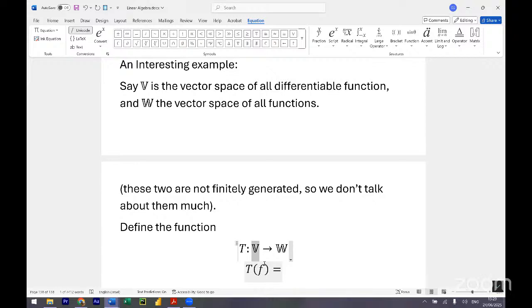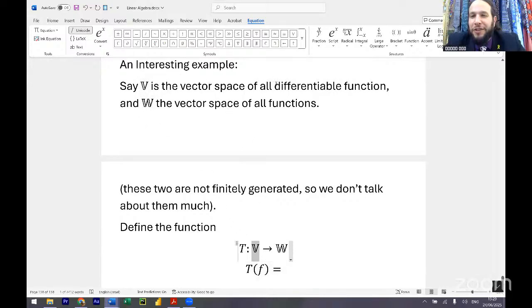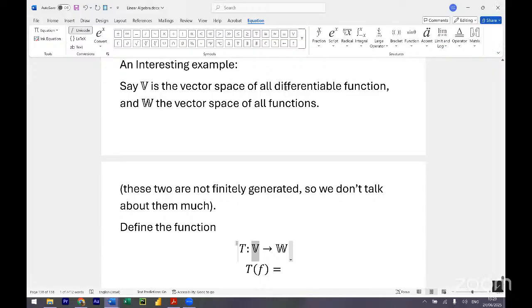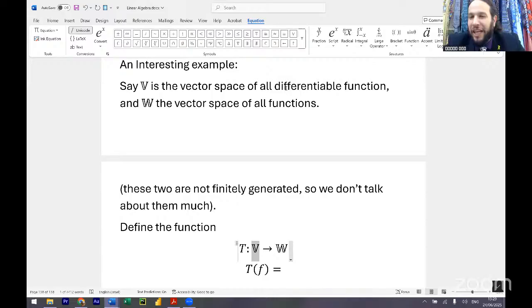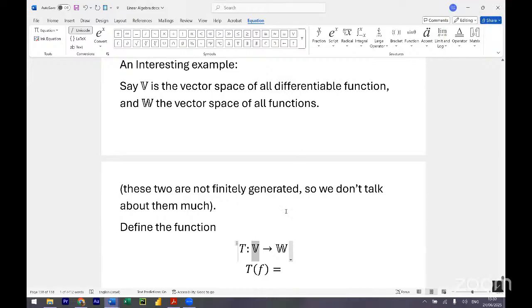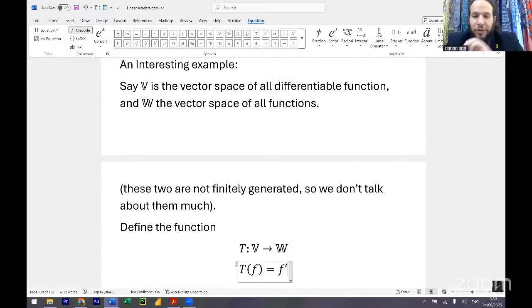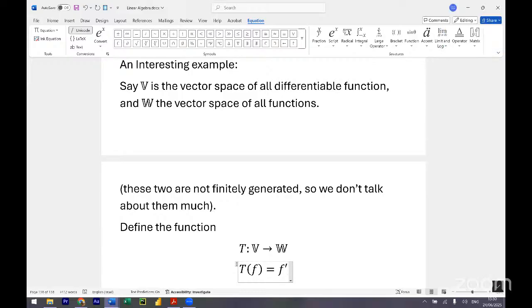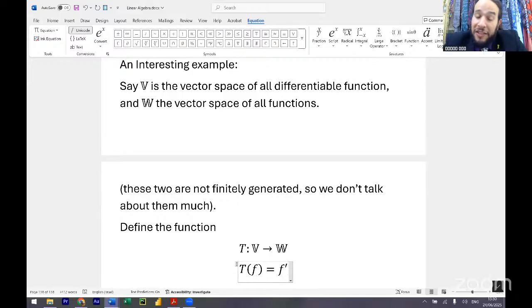The hint is within V. V is the space of all differentiable functions. So what does each differentiable function have? A derivative, so you derive it. Exactly, the derivative. Okay, so it's a bit confusing because it's a function that sends functions to functions.